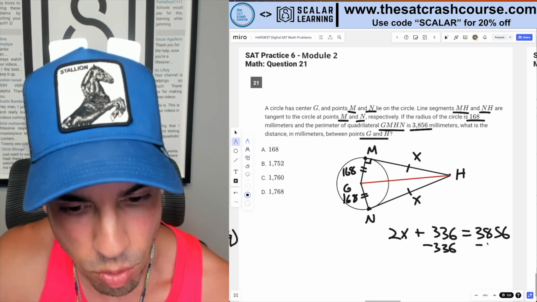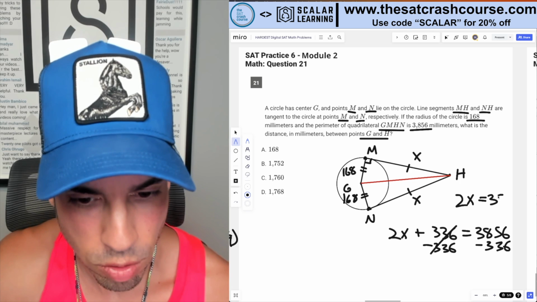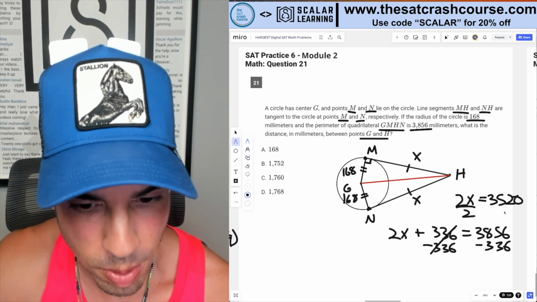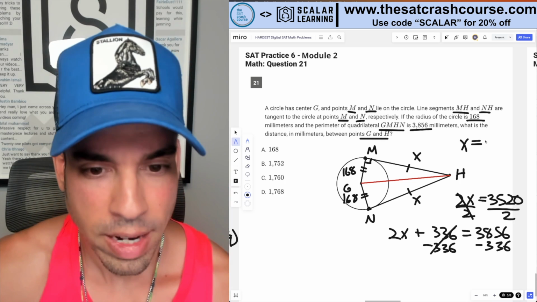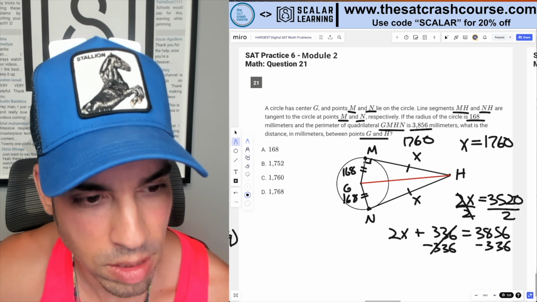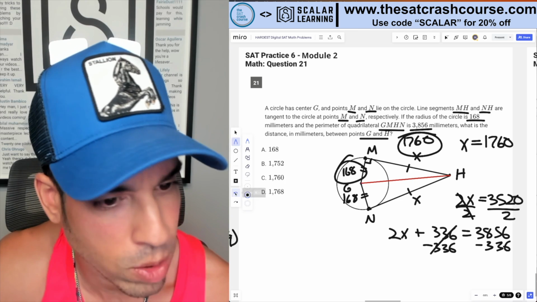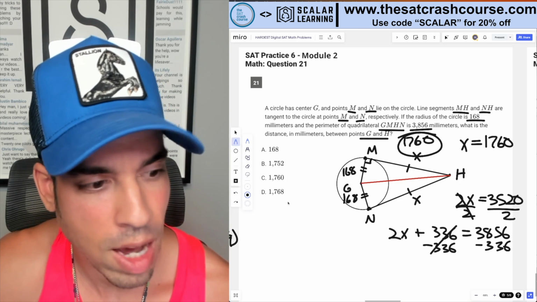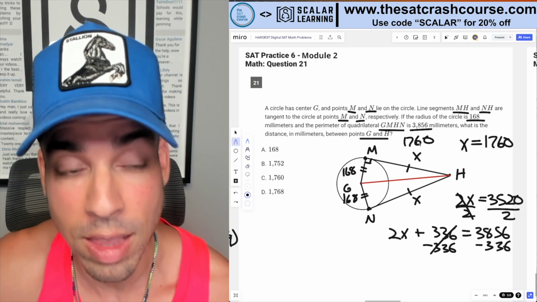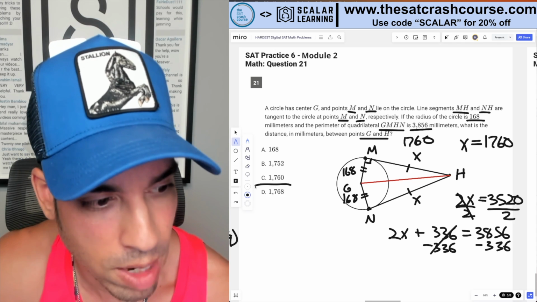Let's subtract 336 from both sides, and we get 2X equals 3520. Divide both sides by 2, and we get X equals 1760. So if X equals 1760, and this is a right triangle, we got the two legs. All we need is the hypotenuse. By the way, I know that the hypotenuse has to be bigger than the legs, so it's got to be bigger than 1760, so the only viable option is D.